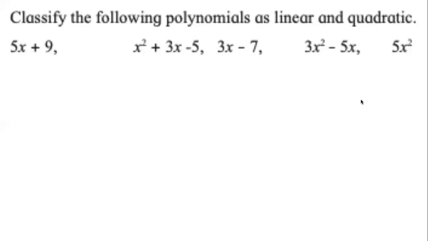In your notebooks, try to classify these polynomials. There are how many polynomials here? 1, 2, 3, 4, 5. 5 polynomials are given. You identify which ones are linear and which ones are quadratic. Write it in your notebook in the next 30 seconds. Then we will discuss in the class. This is a question from the textbook on page number 30.